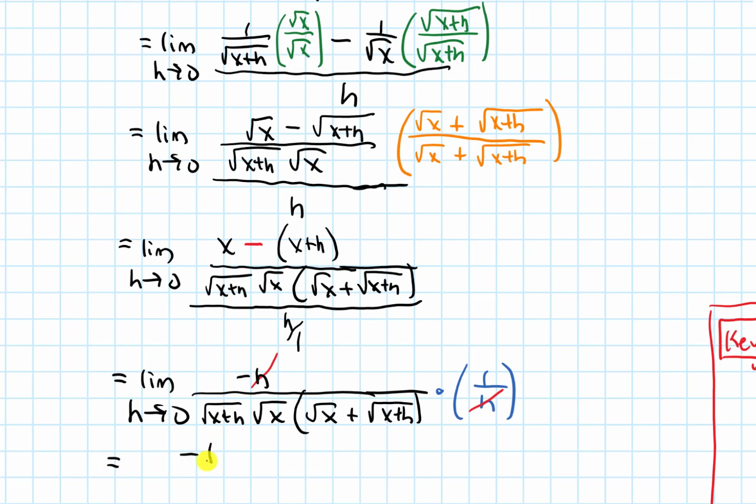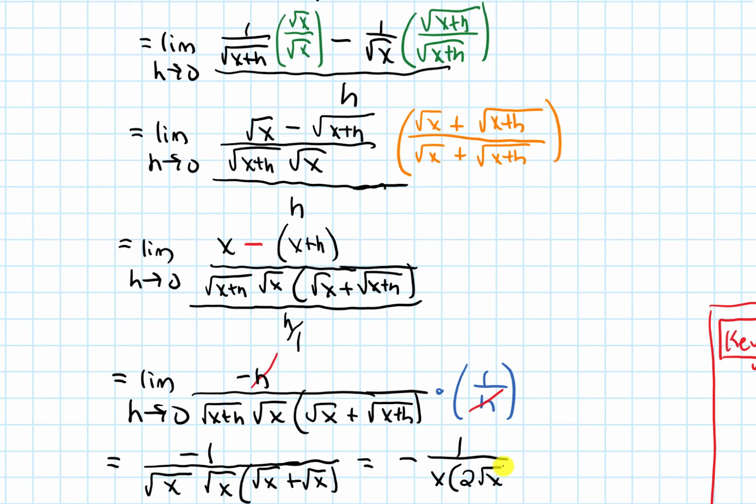So I'll be left with a negative 1 on the top. On the bottom, I'm plugging in 0 for the h. So I'll get square root of x times the square root of x, parentheses, square root of x plus square root of x, a lot of square root of x's. So we get negative 1 over root x times itself is just x. And then root x plus root x is 2 root x. All right, so we have negative 1 over 2.